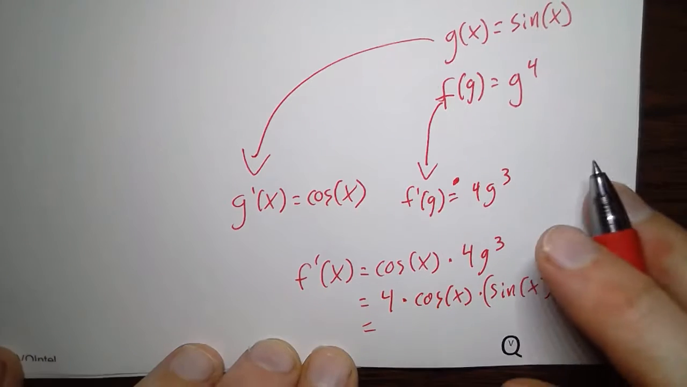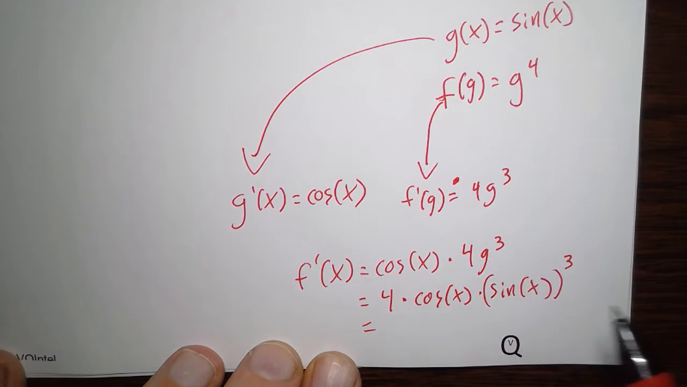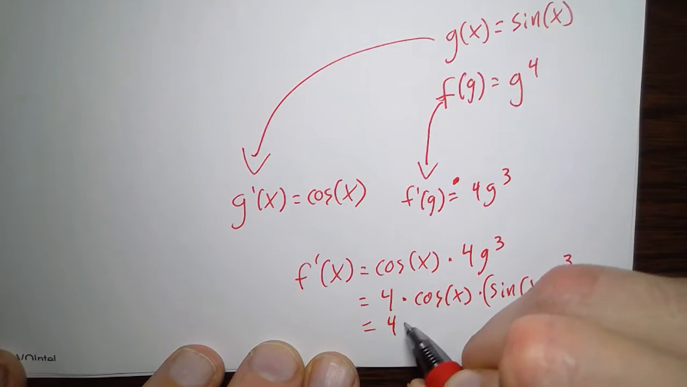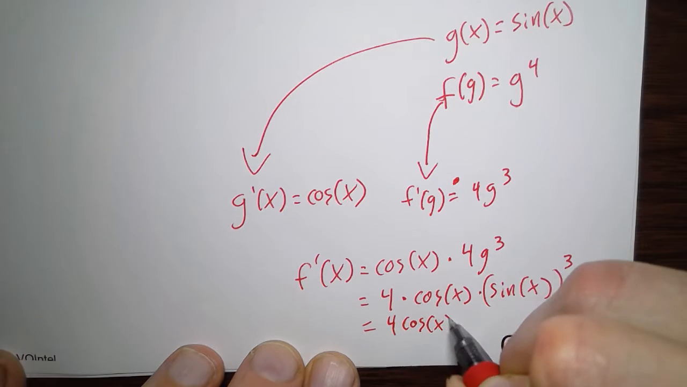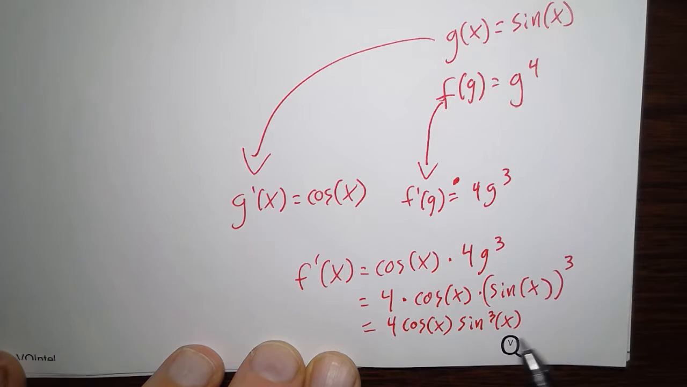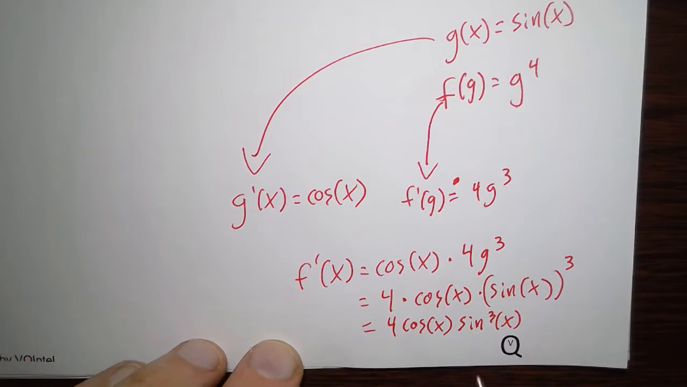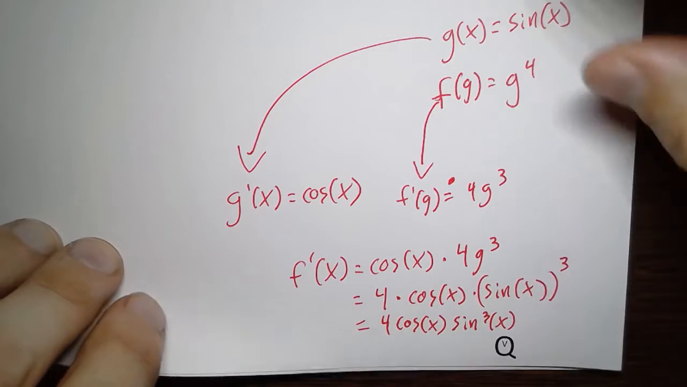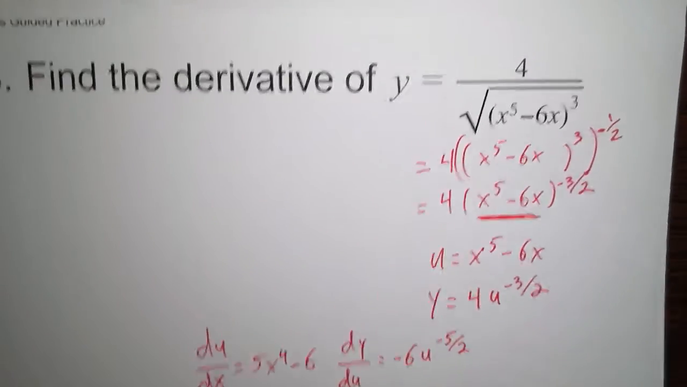Now, you can leave it like this, and that's totally okay. Some people prefer you to write it as sine cubed of x, like that. Some people much prefer that notation. So let's look at the next one.